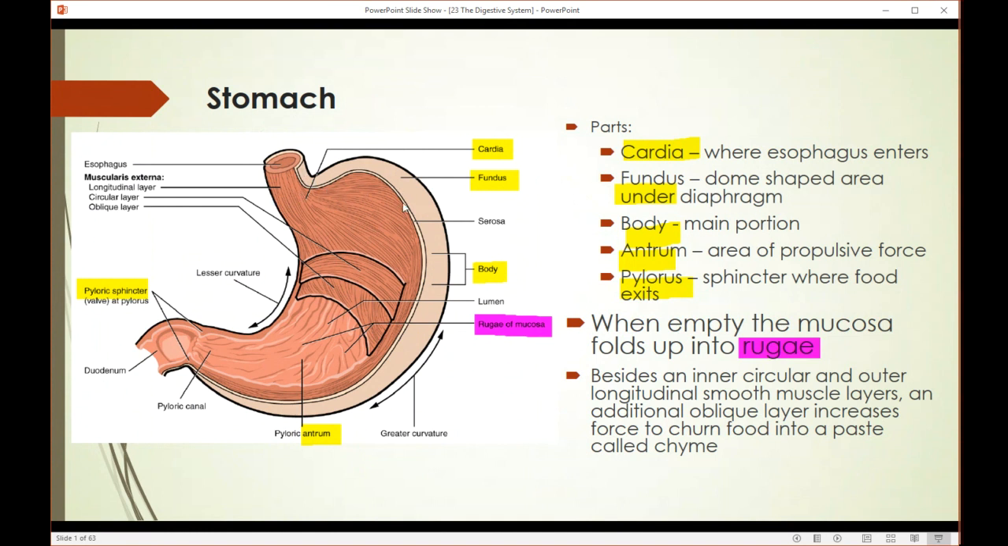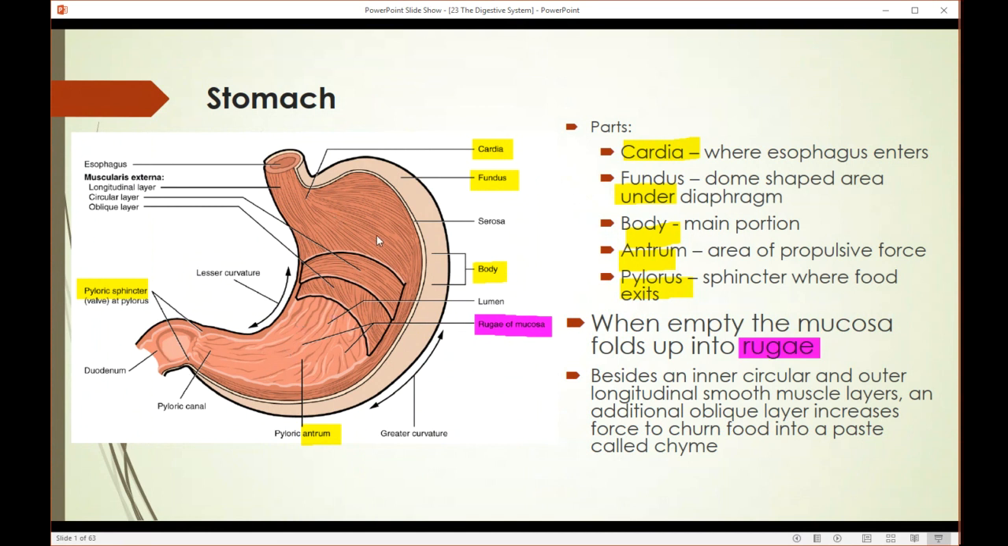Then we have the fundus. The fundus is the dome-shaped area that's going to fit right under the diaphragm. The body is going to be the main portion. The antrum is in here. This is an area of propulsive force, and then we have our pylorus, which is the sphincter where the food is going to exit. So the food's coming in here, and then it's going to go right there.